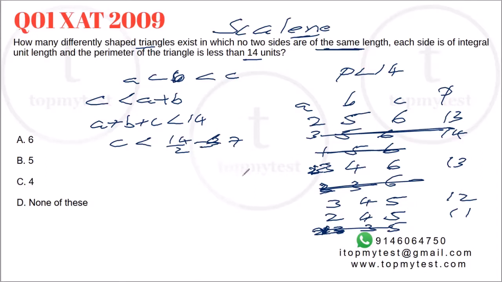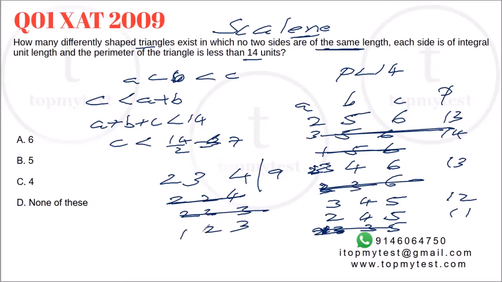Right. What happens if I put the longest side as 4? 4, 3, 2. Perimeter is 9. Possible. Right. 4, 2, 2 is not a triangle, and anyways these two are equal. If I put the longest side as 3, 3, 2, 2 is a triangle, but these two sides are equal. So out. 3, 2, 1 is no longer a triangle. Right. So this is out. And if I put the longest side as 2, I only can get 1 and 1, which will not be a scalene triangle. And it's not a triangle also. Right. So these are the only triangles possible.